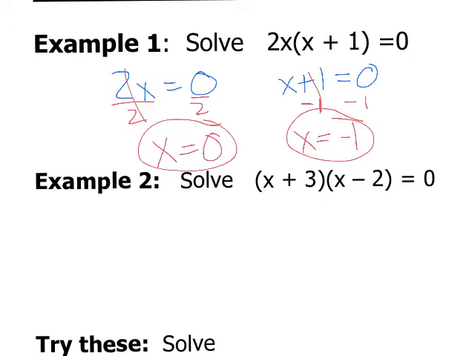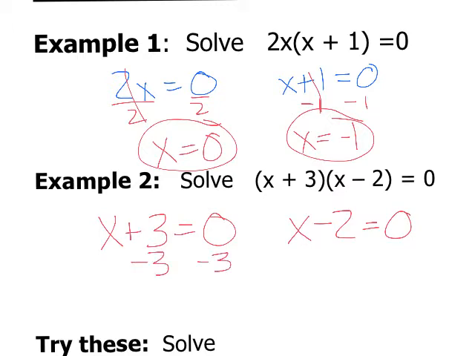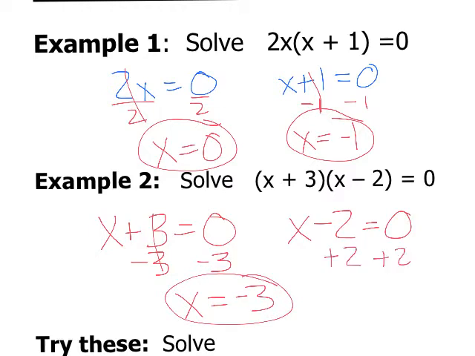Okay, so example 2, somebody give me one part that could be 0. Good, x plus 3. So x plus 3 could be 0 because that's one set of parentheses. What's another part that could be 0? X minus 2. So x minus 2 is my other set of parentheses, so that could also be 0. So solve these 2 separately. Subtract 3. So x could be negative 3 and add 2. X could be positive 2.